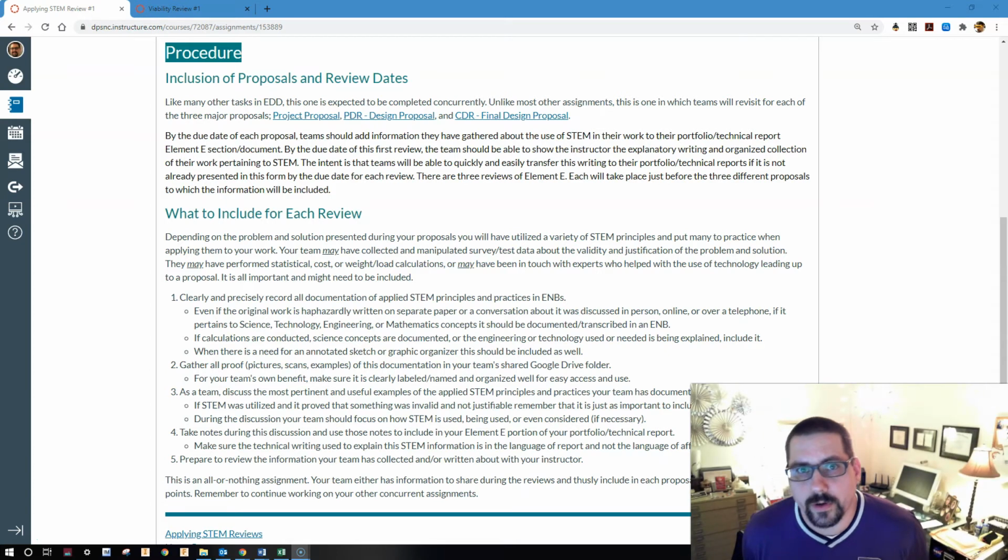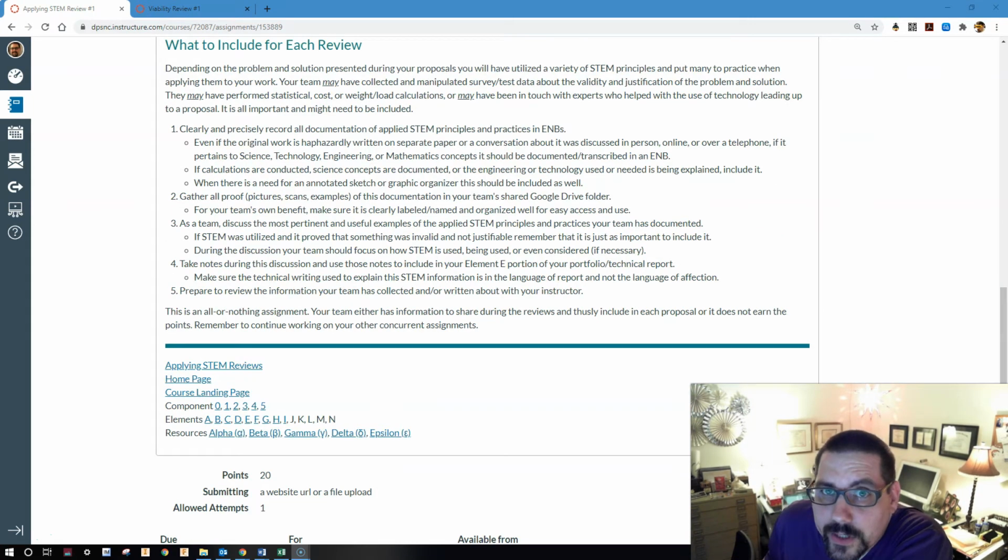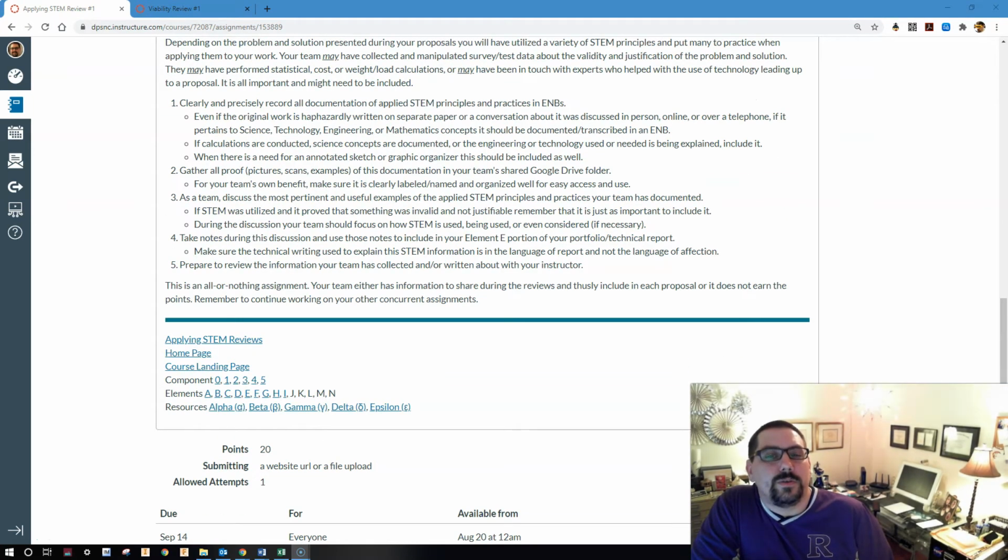Three reviews for element E. Each will take place just before the proposal that follows it. What to include for each review. Depending on the problem and solution presented during your proposals, you'll have utilized a variety of STEM principles and put many to practice when applying them to your work.